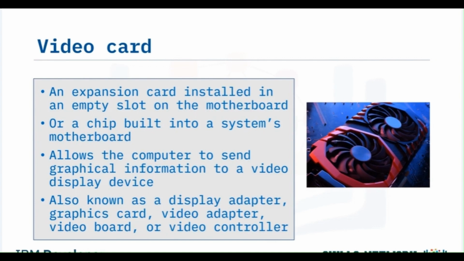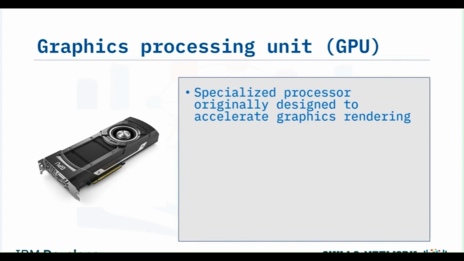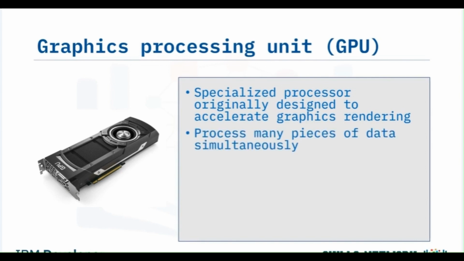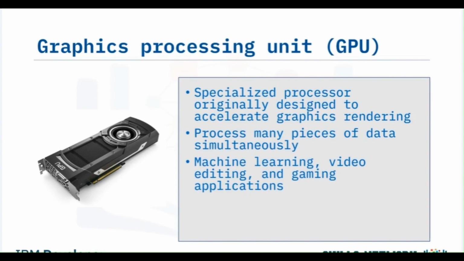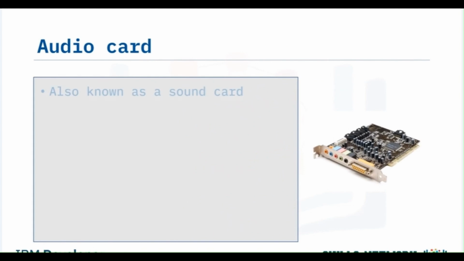video controller. A graphics processing unit, or GPU, is a specialized processor originally designed to accelerate graphics rendering. GPUs can process many pieces of data simultaneously, making them useful for machine learning, video editing, and gaming applications. Although GPUs are normally associated with the realistic graphics found in top-quality video games, several industries rely on their powerful processing capabilities. An audio card is also known as a sound card.